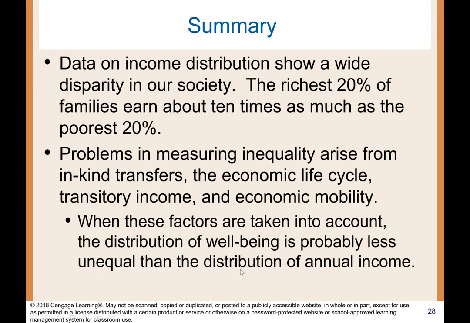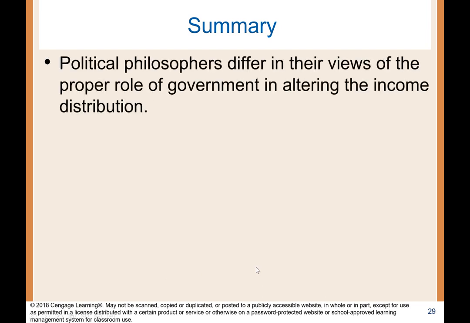In summary, data on income distribution shows a wide disparity in our society. The richest 20% of families earn about 10 times as much as the poorest 20%. Problems in measuring inequality arise from in-kind transfers, the economic life cycle, transitory income, and economic mobility. When these factors are taken into account, the distribution of well-being is probably less unequal than the distribution of annual income.